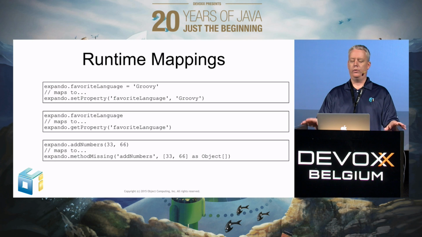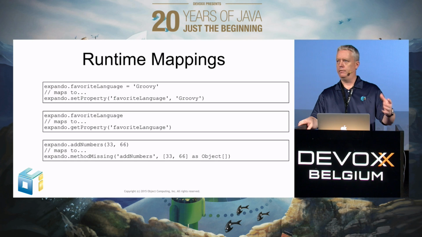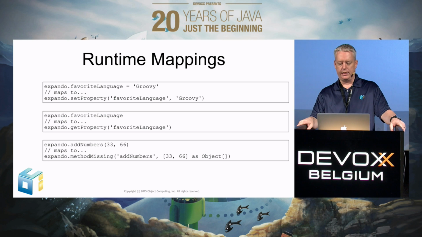And what Groovy is going to do with that is invoke the setProperty method on the Expando instance and pass the property name as the first argument and the value as the second argument. And then it's up to the Expando class to do whatever it needs to do inside of the setProperty method to keep track of mapping that property name to a value. We'll see what that looks like in just a minute.